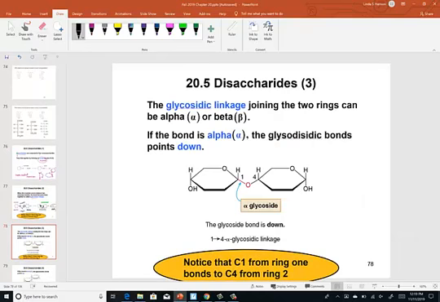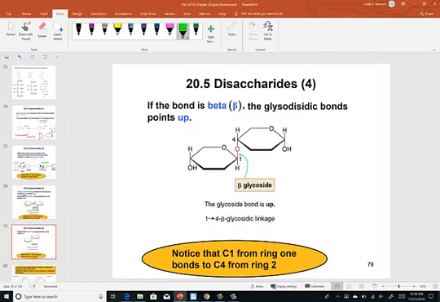Now this glycosidic linkage joining the 2 rings can either be alpha, which remember is pointing down, or beta, which we've learned means it's pointing up. If the bond is an alpha, notice that carbon 1 in this ring and carbon 4 in this ring are both pointing down, and so we have an alpha glycosidic linkage. The glycosidic bond is pointing down, indicating it's an alpha glycosidic linkage. If in the opposite trend the group from carbon number 1 is pointing up, we call it a beta glycosidic linkage. Carbon 1 from ring 1 bonds to carbon 4 from ring 2, and if it's pointing up, we call that a beta linkage.